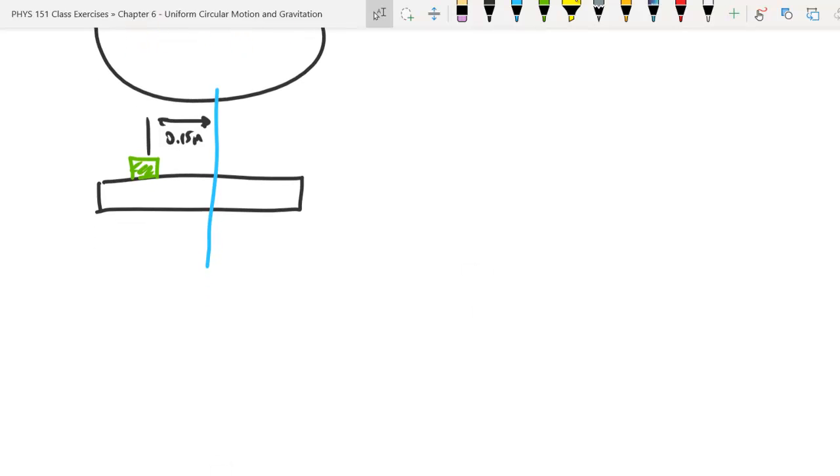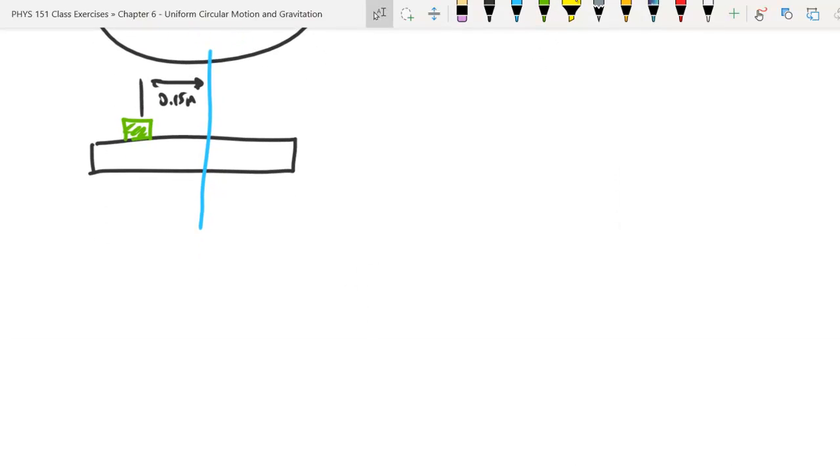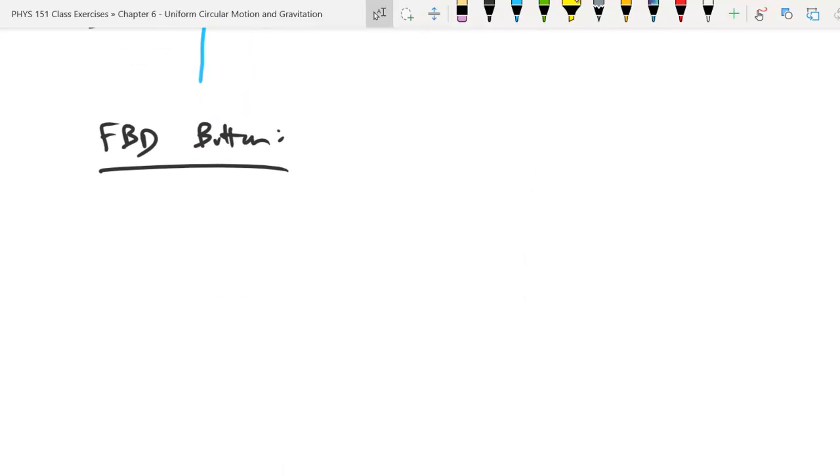We need to analyze the forces acting on it, right? So I should free body diagram this button here, so I can find out this static friction force acting on it. So a free body diagram of the button. And the free body diagram, when I'm taking a snapshot right here, forces that act on it: there's the weight of the button, right? There's weight right there. There's a normal force acting upwards, right?